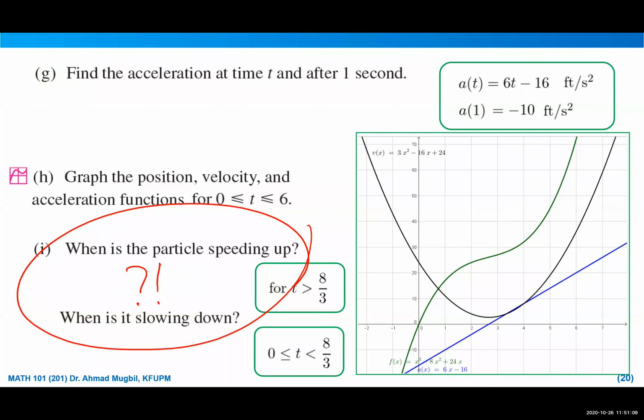And it is also important, guys, to be involved in the process of solving these exercises, because this is the difference between the lecture and the recitation.